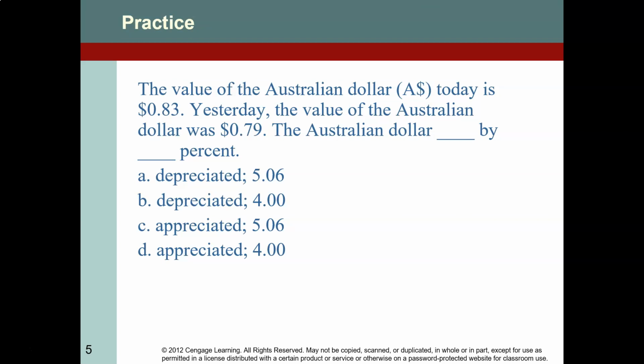Practice. The value of the Australian dollar today is 0.83 US dollar. Yesterday, the value of Australian dollar was 0.79 US dollar. Australian dollar by how much percent? Let me know which one you would choose. Do the calculation.